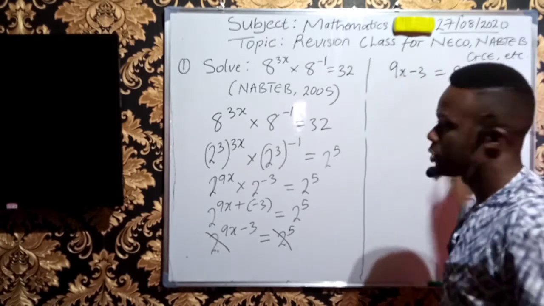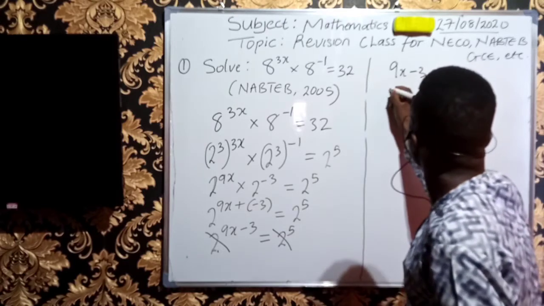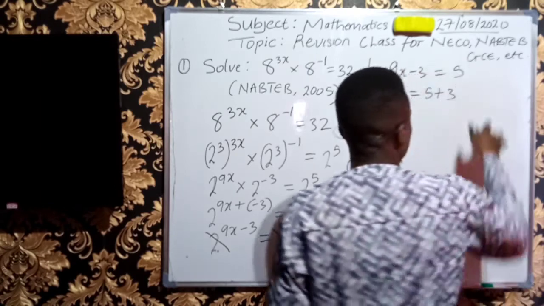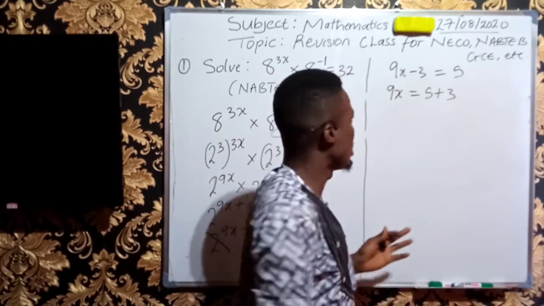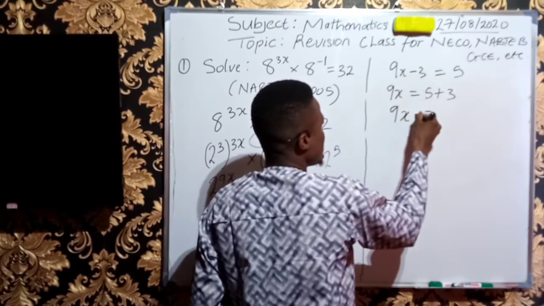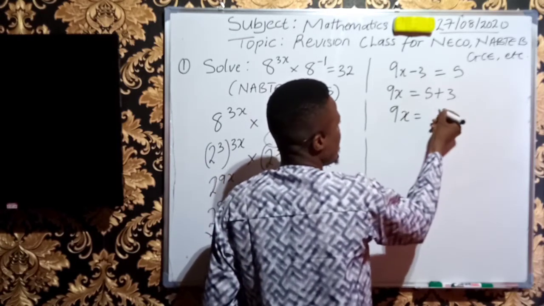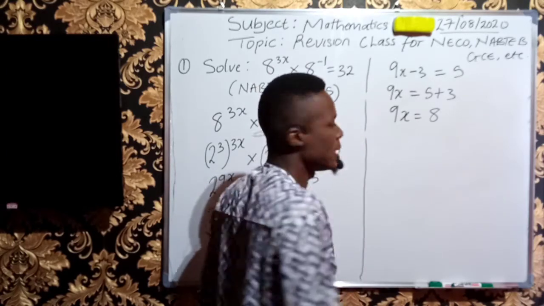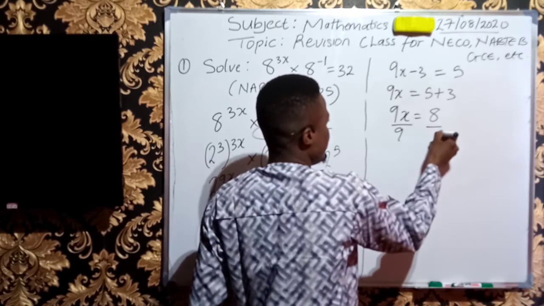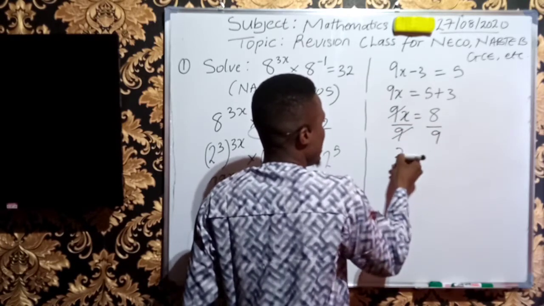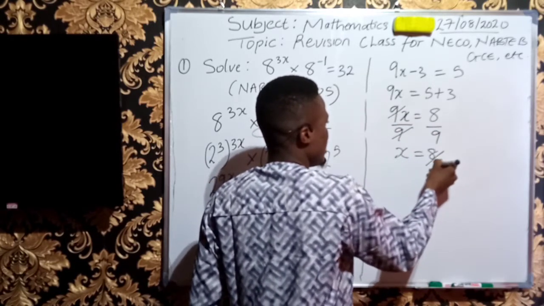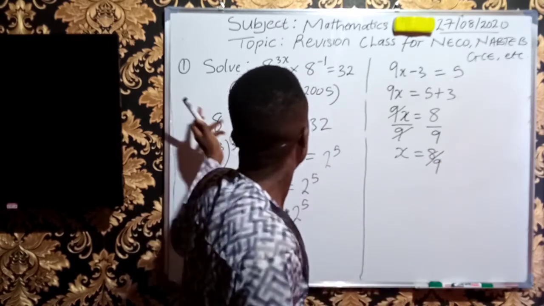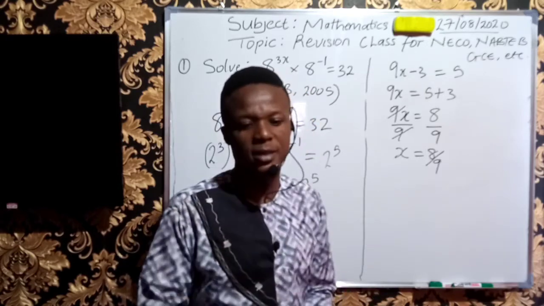So this minus 3 will cross over and change to plus, which I now have 9x equals 5 plus 3, because minus 3 coming to the other side will turn to plus. So 9x is equivalent to 5 plus 3, which is 8. Now to get rid of this 9, I will divide both sides by 9 to get x. So divide by 9, divide by 9. 9 cancels out. I'll have that x is just 8 over 9. And that's just the answer to that question. NABTEB question theory 2005. So let's take another question now.